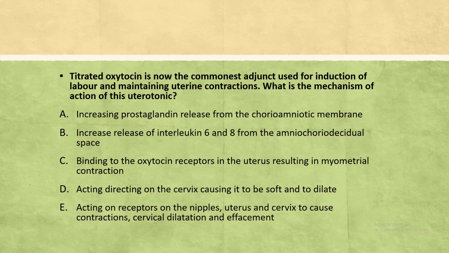Titrated oxytocin is now the commonest adjunct used for induction of labor and maintaining uterine contraction. What is the mechanism of action of this uterotonic? Now this is the easiest one.